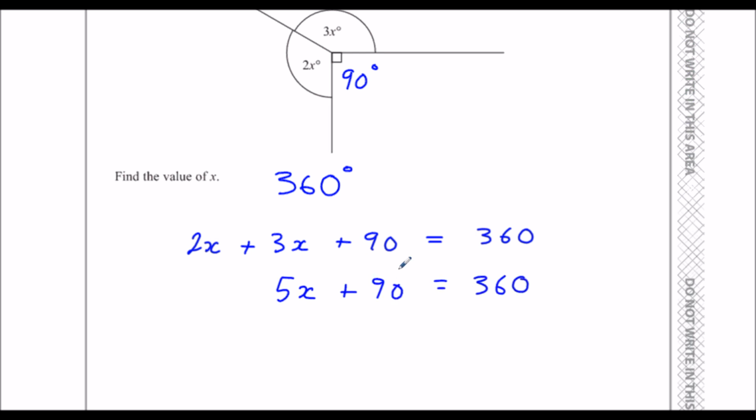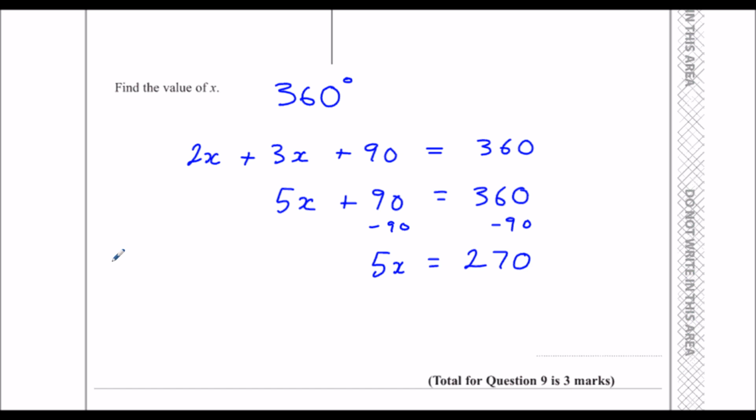And we want to take this 90 off. So we're just going to look at what's left without the 90. So if we take 90 off, that leaves us with 5x equals 270. So if 5x is 270, how do we find out what 1x is? We divide by 5. So x is 54 degrees. And obviously we're typing that in the calculator. We're not doing that in our heads because we don't need to.